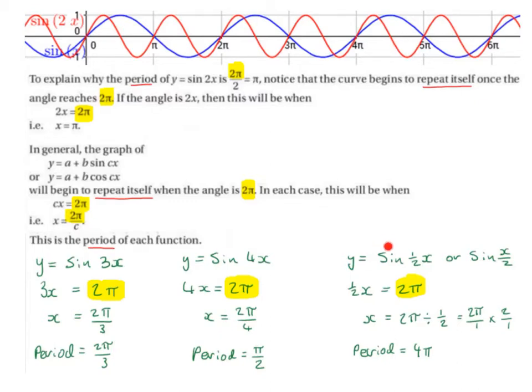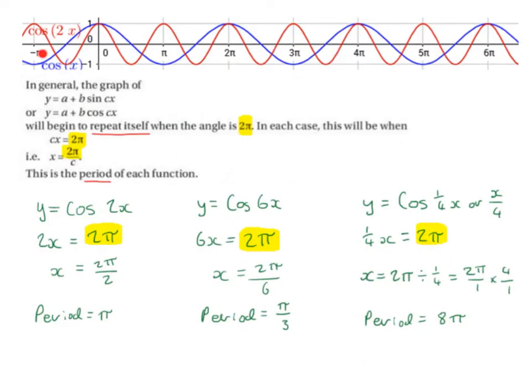If we have y equals sine of a half x, or sine of x over 2, we let the half x equal 2 pi, and we solve for x, so we end up with x equals 2 pi divided by a half, which is really 2 pi over 1 multiplied by 2 over 1, which gives us 4 pi. So the period for the graph of y equals sine of a half x, or y equals sine of x over 2, is 4 pi.